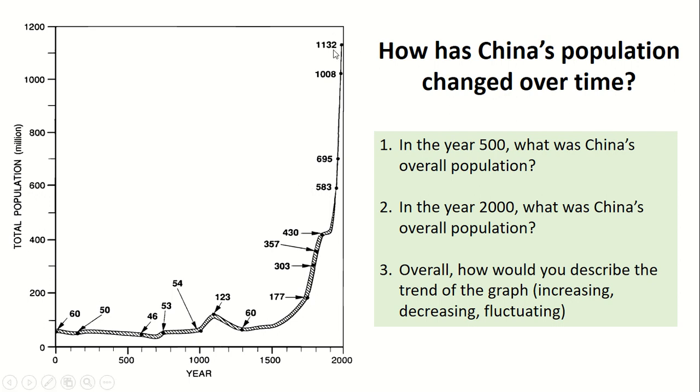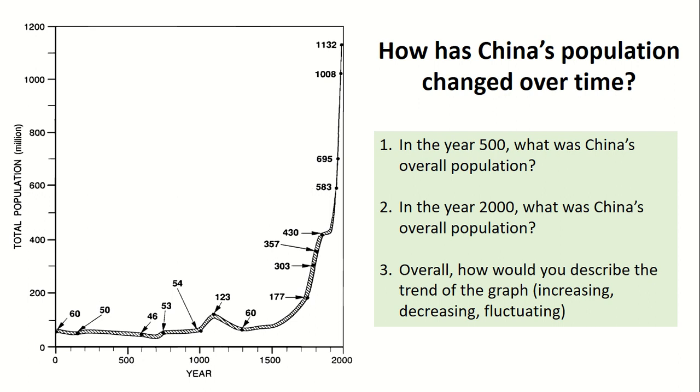As of the year 2000, China's population was about 1.1 billion. It's about 1.3 billion now, but if we go back all the way to the year 0 AD, which is 2,000 years ago, its population is about 60 million people, which is still quite a large number considering that the UK's population right now is only about 70 million.